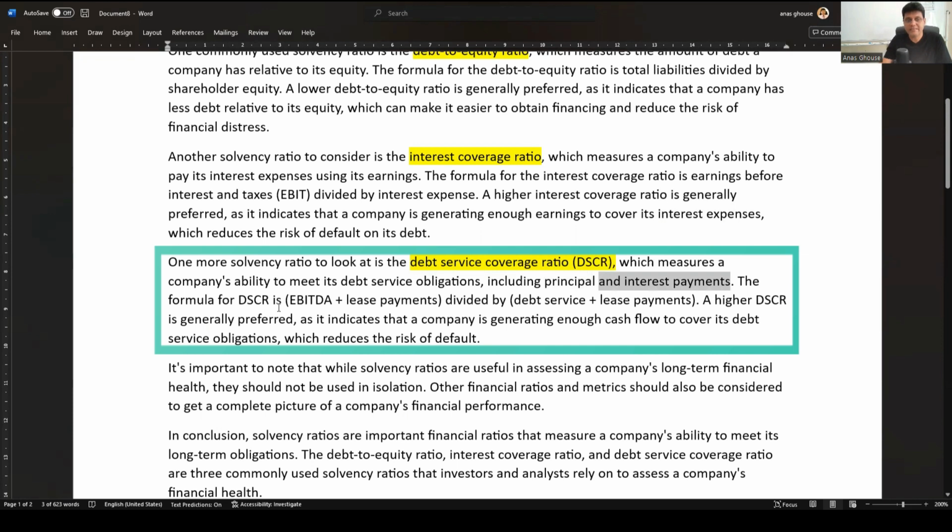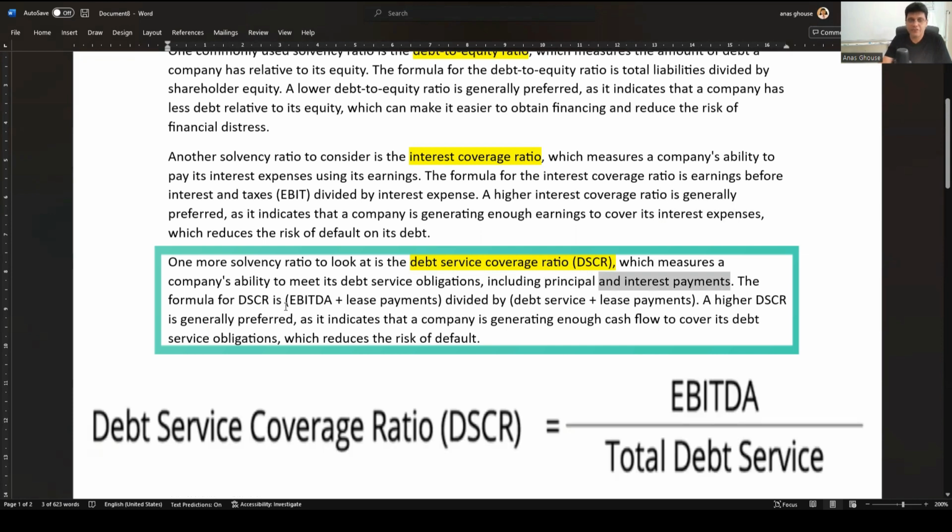The formula for DSCR, debt service coverage ratio, is EBITDA, and EBITDA means earnings before interest, tax, depreciation, and amortization. As I explained in the previous ratio, the interest coverage ratio, here you need to identify the earnings before deducting interest. So that is called EBITDA.